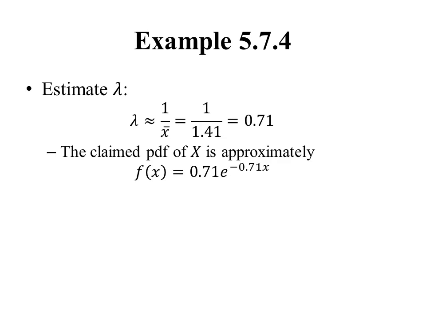We do this arithmetic, it comes out to be 0.71. So that means that the claimed PDF of x is approximately equal to this. So here we simply plugged in lambda equals 0.71. So there's our claimed PDF.